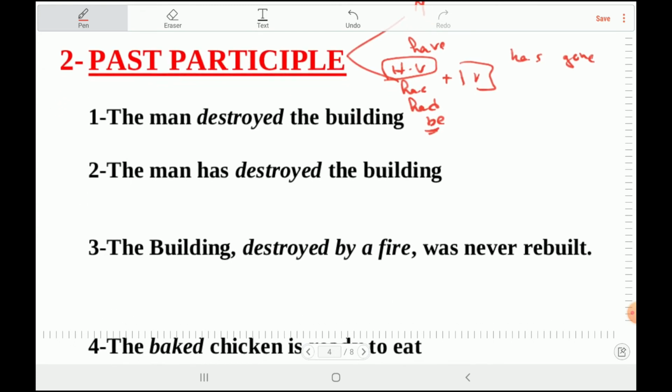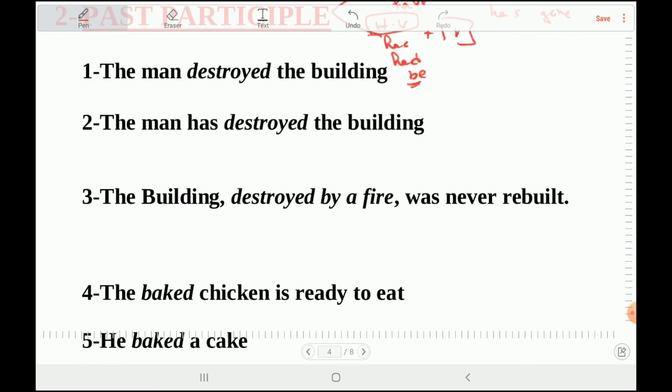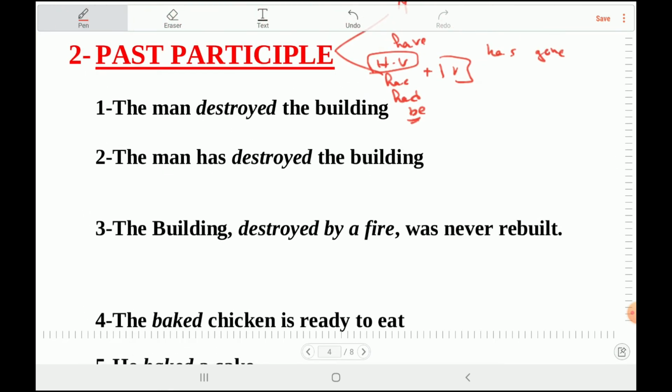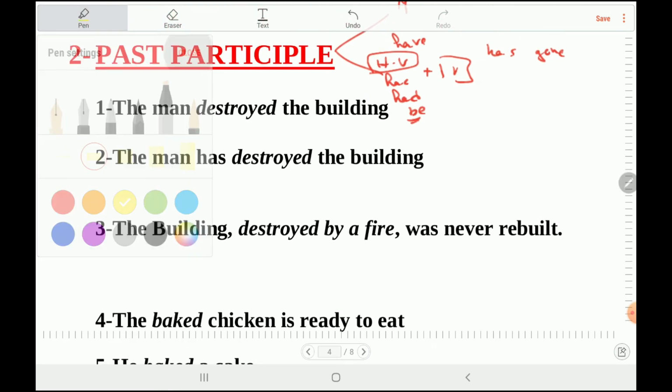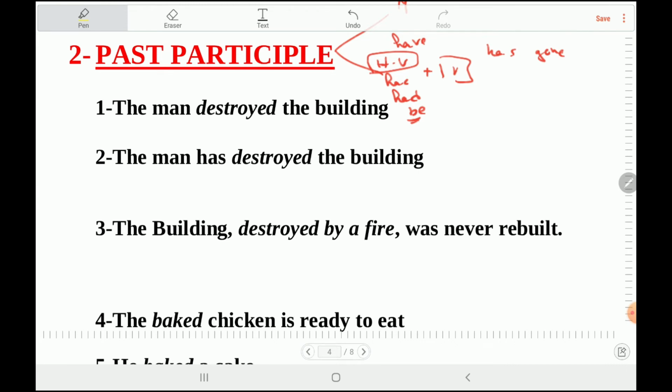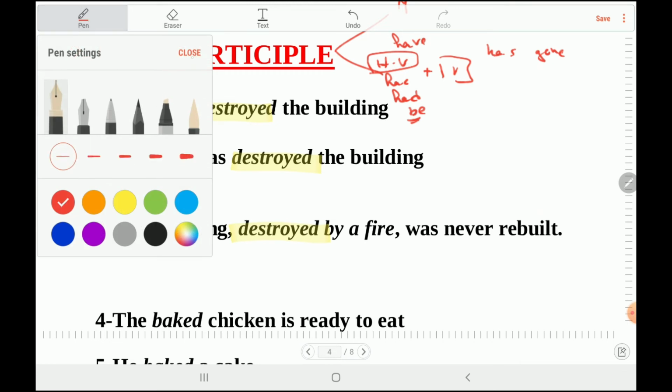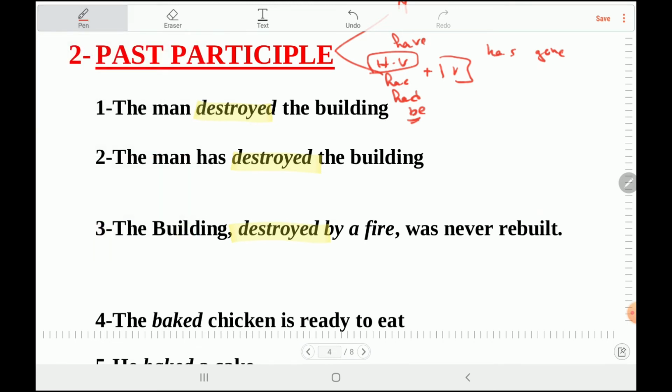Let's look at this. The man destroyed the building. The man has destroyed the building. The building destroyed by fire was never built. Now try to answer yourself, and try to follow along with me. Destroyed, destroyed, destroyed. Where is the verb and where is the modifier? The man destroyed: the subject destroyed the verb, and there is an action, destroyed the building.